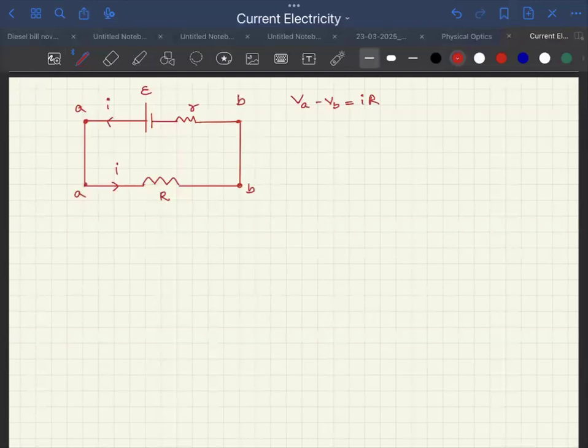This is called the potential difference across the cell. VA minus VB can be written as E minus Ir. I have also given a detailed description of this in my last class. This is what you will call the terminal PD.